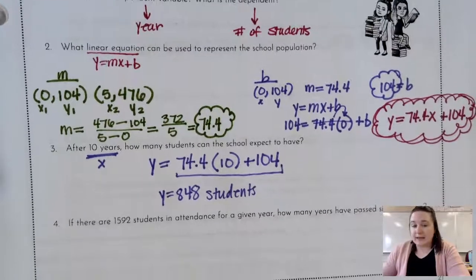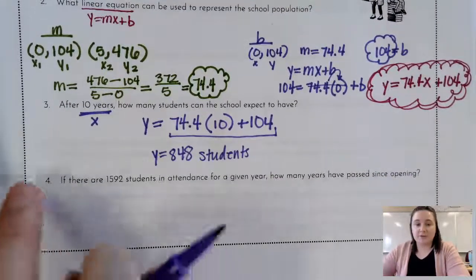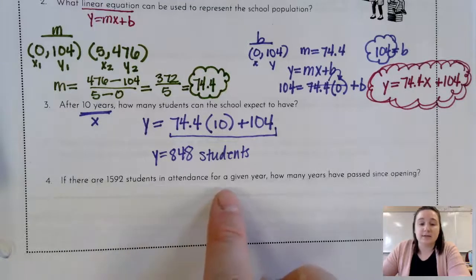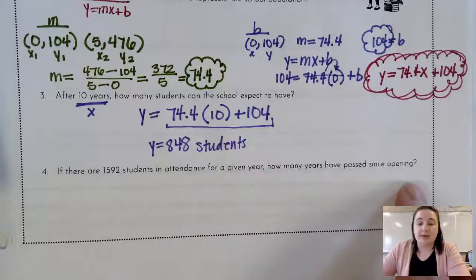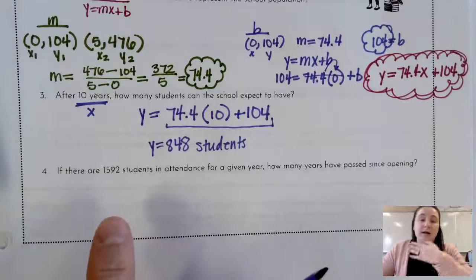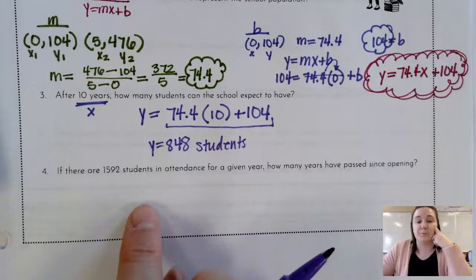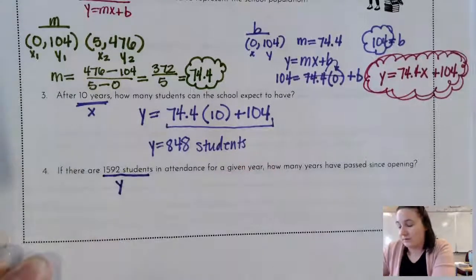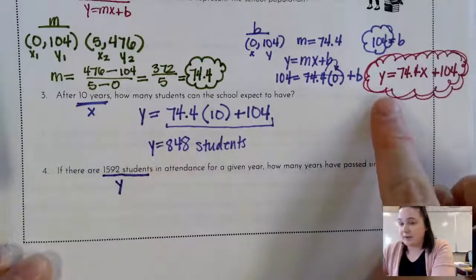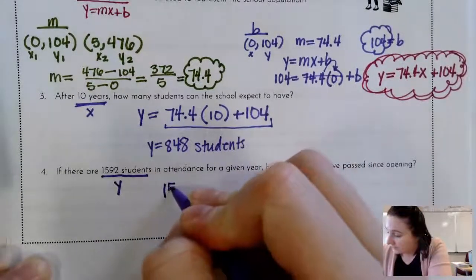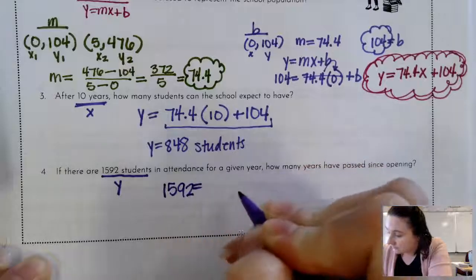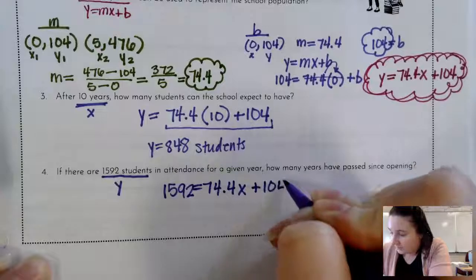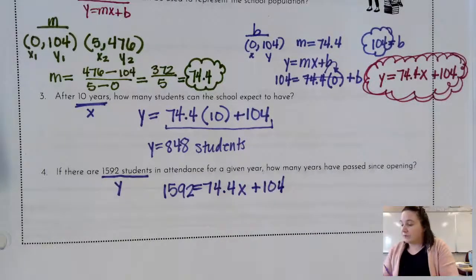Now this last problem is kind of working backwards. So now it says if there's 1,592 students in attendance for a given year, how many years have passed since opening? So like we know how many students there are, how many years have gone by since we opened? In this case, the students is our y value, so we need to plug this number in for y. So we have 1592 equals 74.4x plus 104. And this one we need to do a little bit of solving.